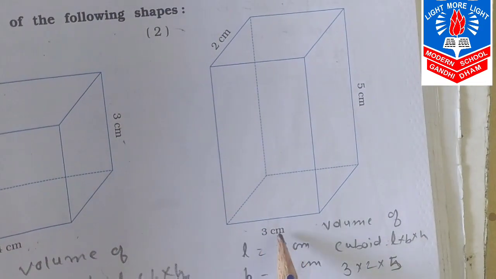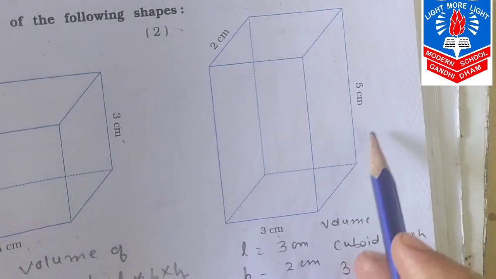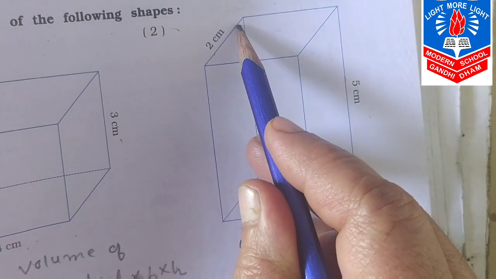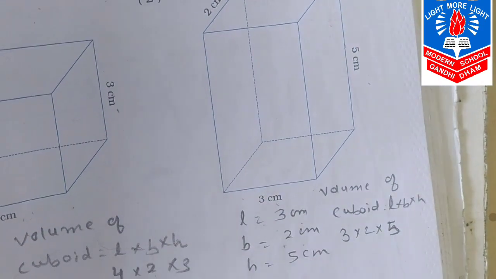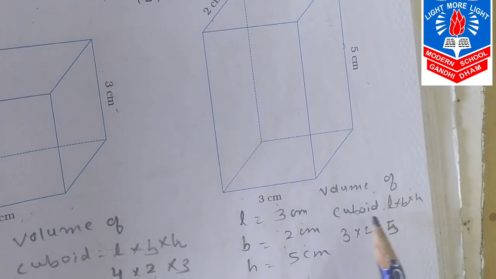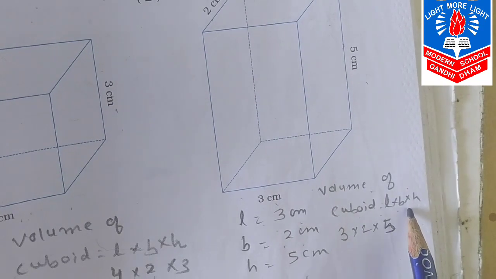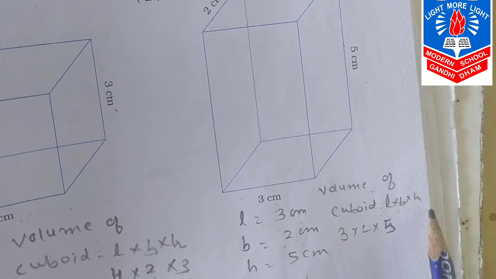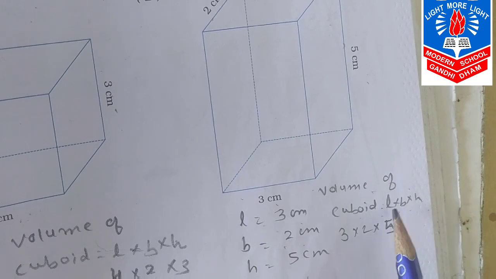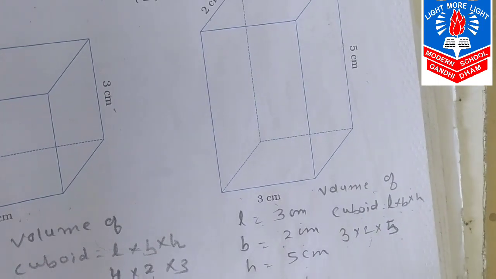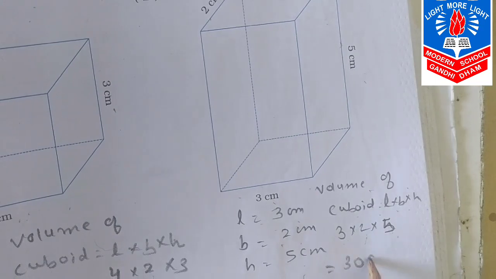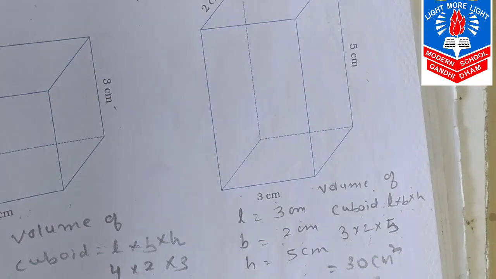Its length 3 centimeter, height 5 centimeter and breadth is 2 centimeter. Volume of cuboid is equal to length into breadth into height. Okay. So length is 3, breadth 2 and height 5. 5 2s are 10, 10 into 3 means 30. So answer is 30 centimeter cube.